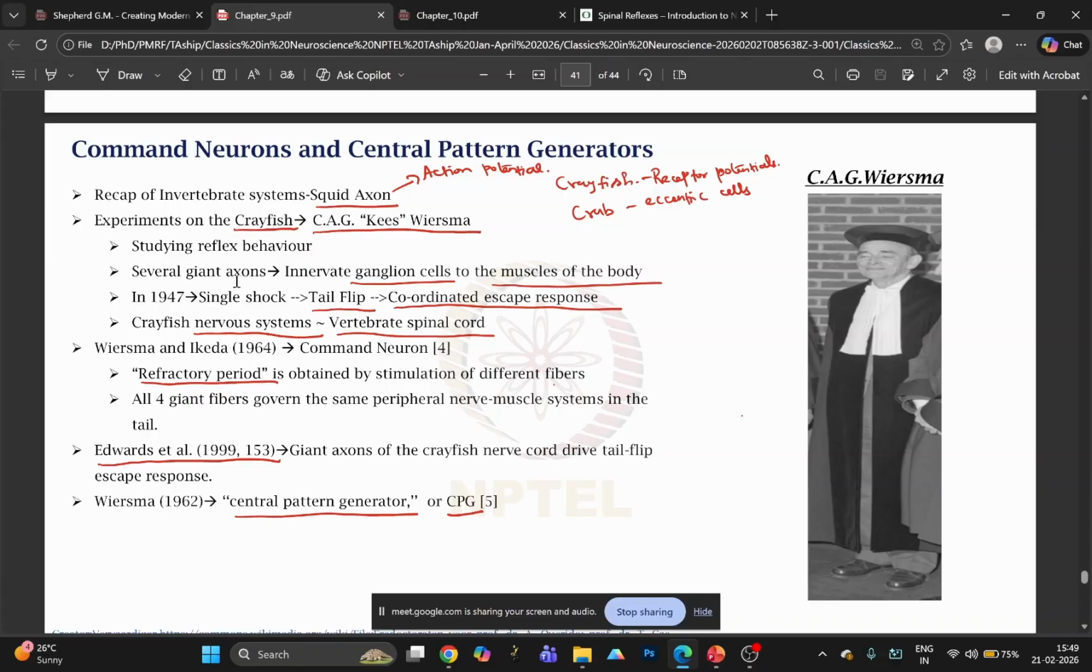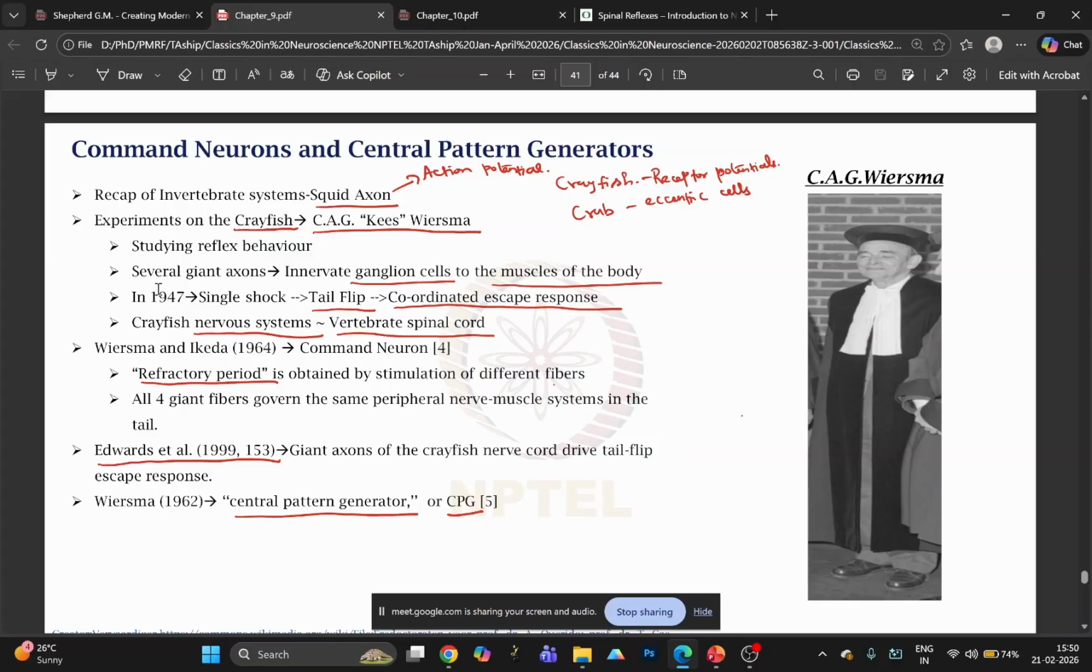And because many of the principles of neuroscience happen to be conserved, many of them universal, understanding neuroscience using those models makes it much easier to extrapolate the principles discovered in those organisms. And this again is one more example of that. So, what did Wiersma do? Wiersma was studying reflex behavior in crayfish. Crayfish has several giant axons, and these axons innervate the cells that synapse to different muscles of the body.